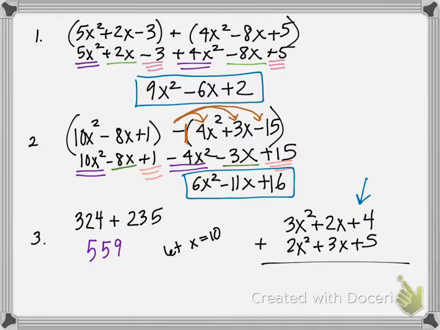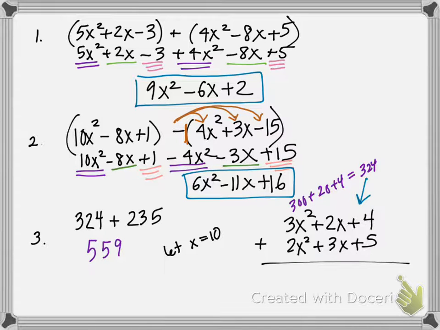So if you let x equal 10, technically, if I plug in 10 for x here, 10 squared is 100, right? Times 3 is 300. Plus, if I do plug in 10 here, 10 times 2 is 20. And then plus 4. So that first number is really 324, right?